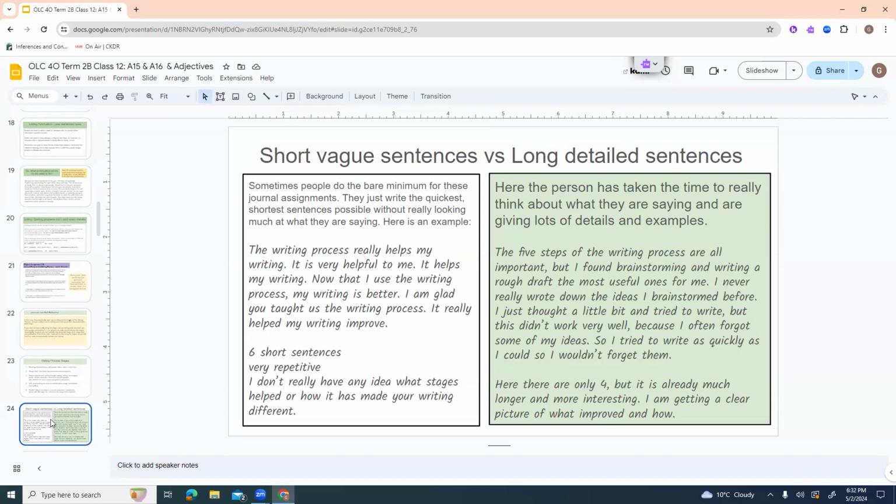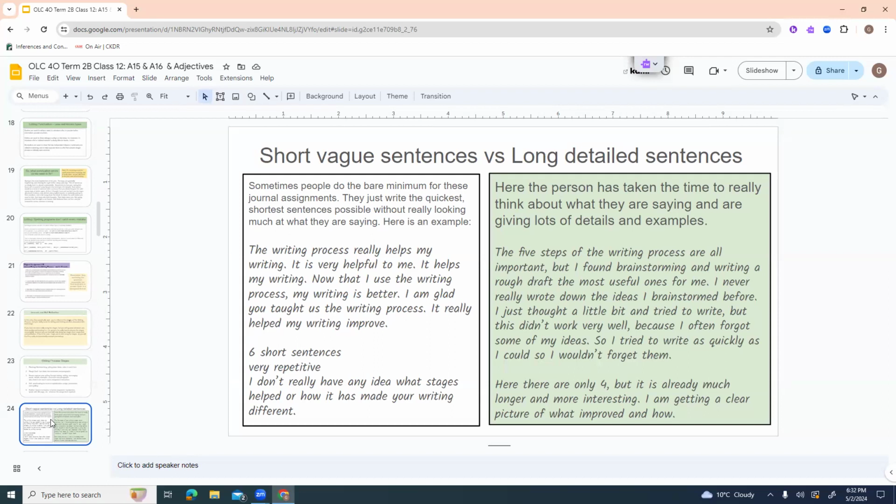Okay. So here's an example where the person has taken the time to really think about what they're saying, and they're giving me lots of details and examples. And this is what I'm looking for. The 5 steps of the writing process are all important, but I found brainstorming and writing a rough draft the most useful ones for me. I never really wrote down the ideas I brainstormed before. I just thought a little bit and then tried to write, but this didn't work very well because I often forgot some of my ideas. So then I tried to write as quickly as I could so I wouldn't forget them.